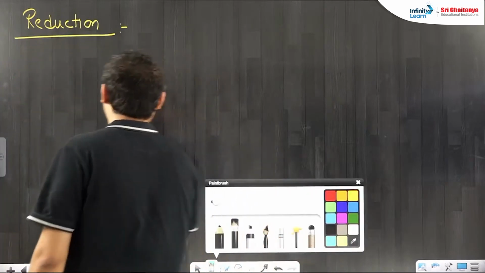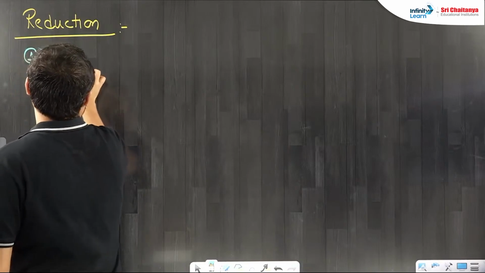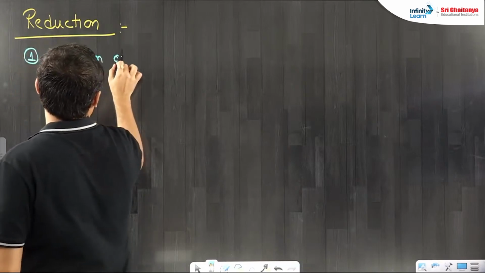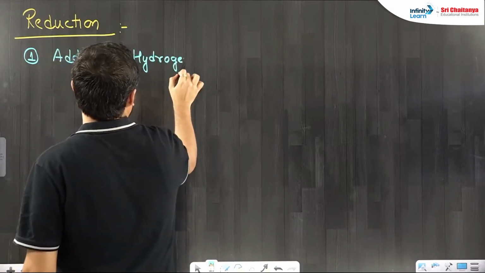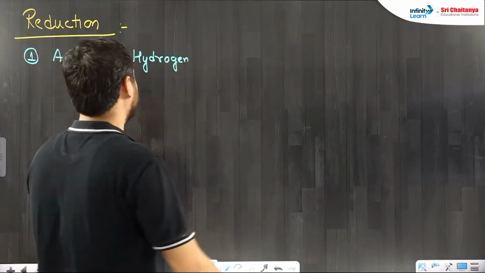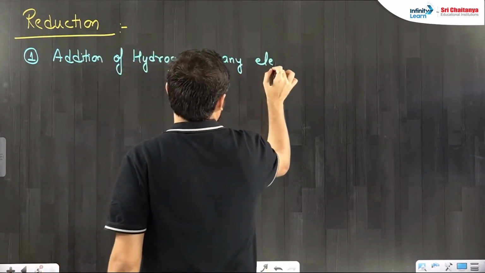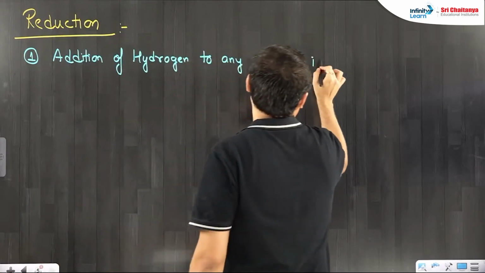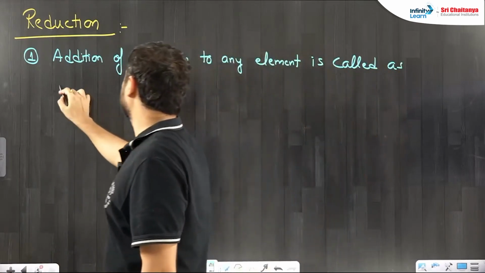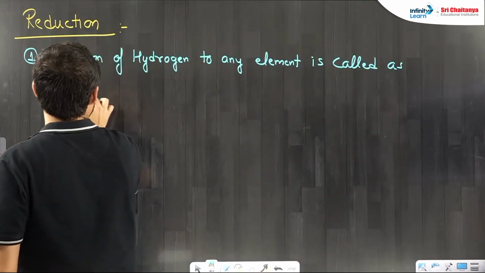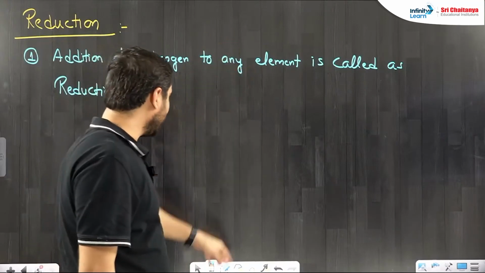So in case of reduction, let us write first addition of hydrogen, because in oxidation we are removing hydrogen. Now we have to add hydrogen to any element is called as reduction. We can add hydrogen in any compound also, to any element, or it can be any compound.